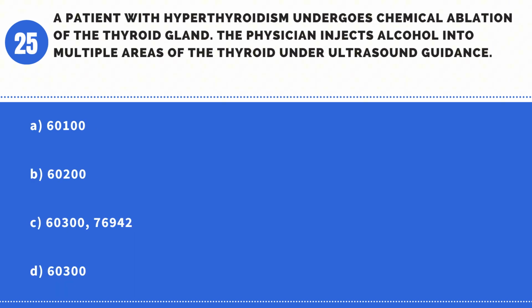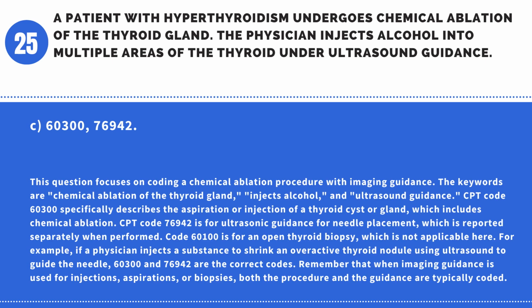Question 25. A patient with hyperthyroidism undergoes chemical ablation of the thyroid gland. The physician injects alcohol into multiple areas of the thyroid under ultrasound guidance. A. 60100. B. 60200. C. 60300, 76942. D. 60300. Answer, C.